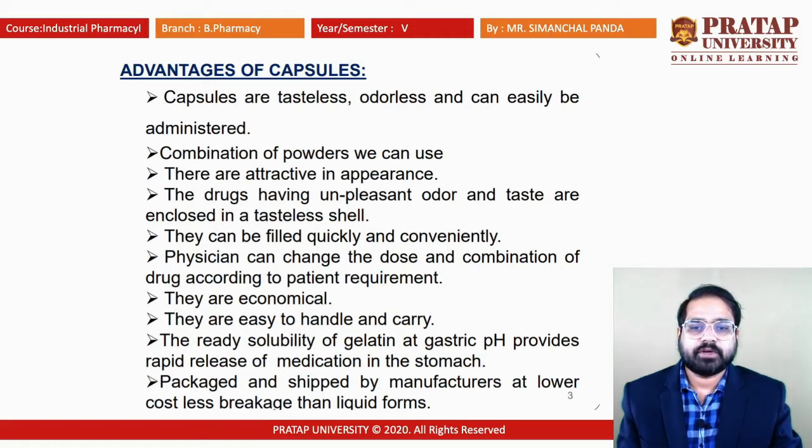The ready solubility of gelatin at gastric pH provides a rapid release of medication in the stomach. They are packaged and shipped by the manufacturer at lower cost, with less breakage than the liquid form. So these are the basic advantages of the capsule.